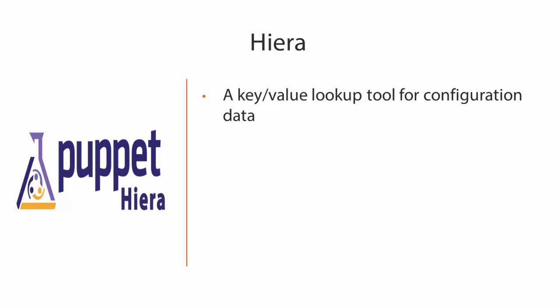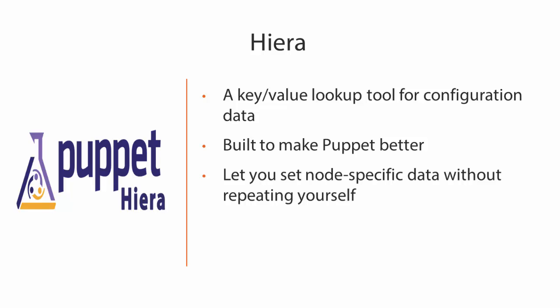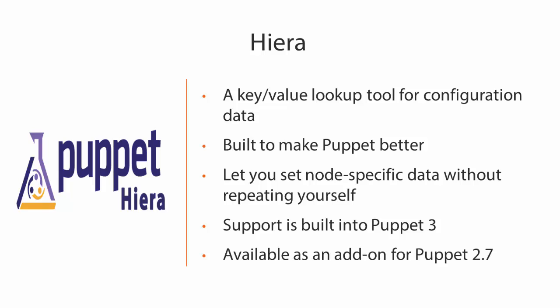Hiera is a key-value lookup tool for configuration data in Puppet. So why do we have to use it? To make Puppet better. Puppet lets you set node-specific data without repeating yourself. So if you install Puppet 3, this version supports Hiera built in. If you want Hiera in Puppet 2.7, then you need to add it on.